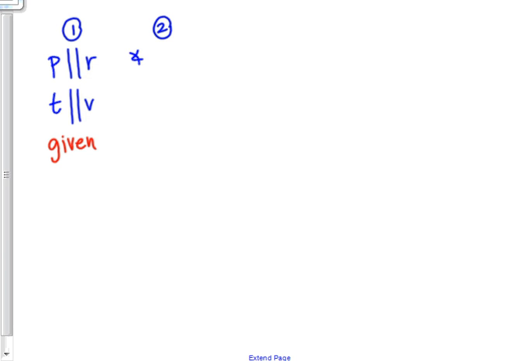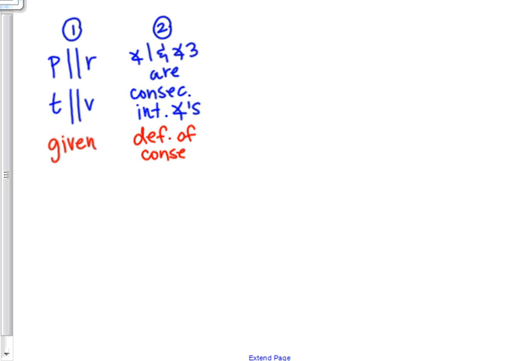So angles 1 and 3 are consecutive interior angles. I'm abbreviating that a little bit. And I'm just making that observation. So I'm just going to say that that reason is the definition of consecutive interior angles. All right, and then I can make a conclusion with that.